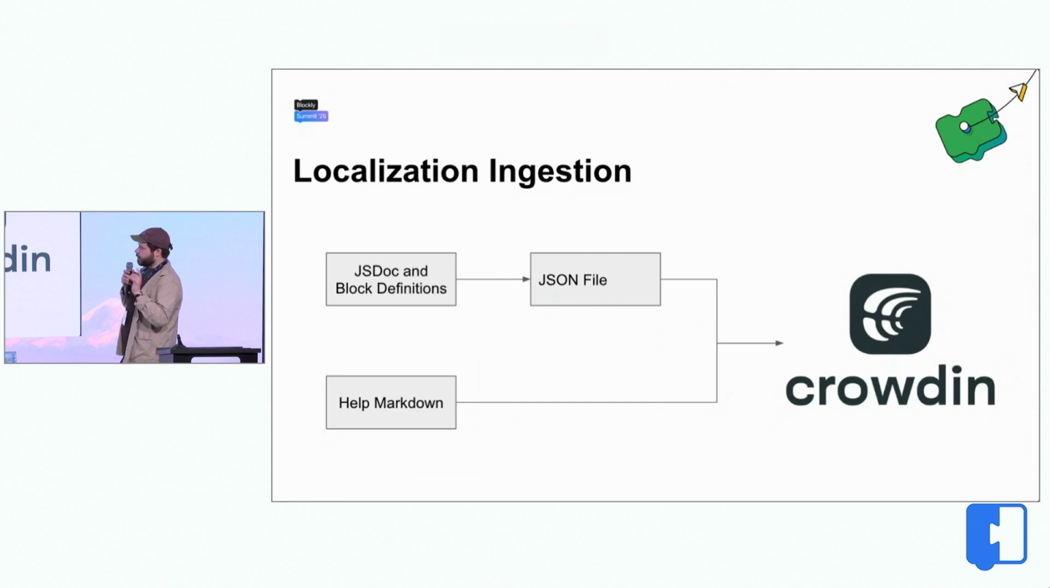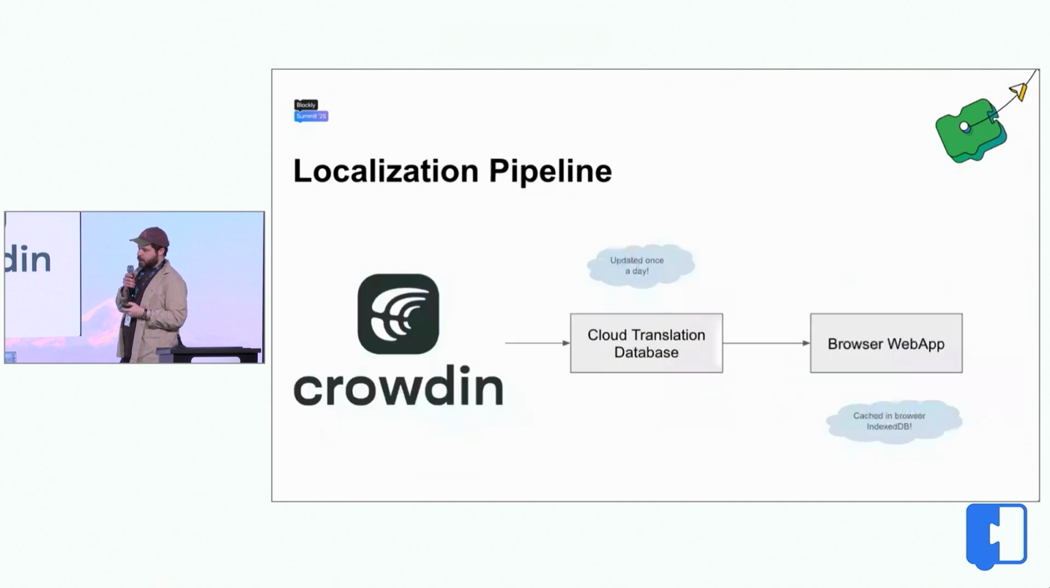So we take all of this JS doc, block definitions, and markdown. We munge them all into a bunch of files. We upload that to Crowdin, and our approvers and translators do their work. From there, we put it into a database that we maintain, and we update this once a day, which is actually really nice. It means that when people are doing translating work, they can see their translations the next day. It's very motivating for a lot of our translators.